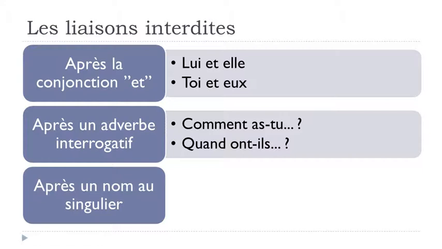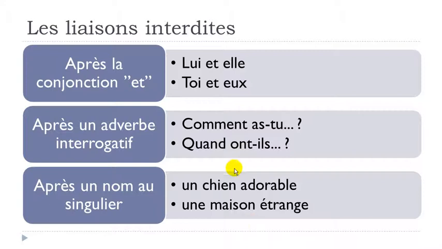And then remember that if you've got a noun, and if this noun is in the singular form, then you shouldn't make the liaison. Like here, for instance, un chien, a dog, adorable. Here, it would be tempting to do it, but then no liaison, so un chien adorable. Same thing here, une maison étrange, house, and then étrange, strange. Une maison étrange, un chien adorable. Remember, you shouldn't make any liaison here after this word and after this word.